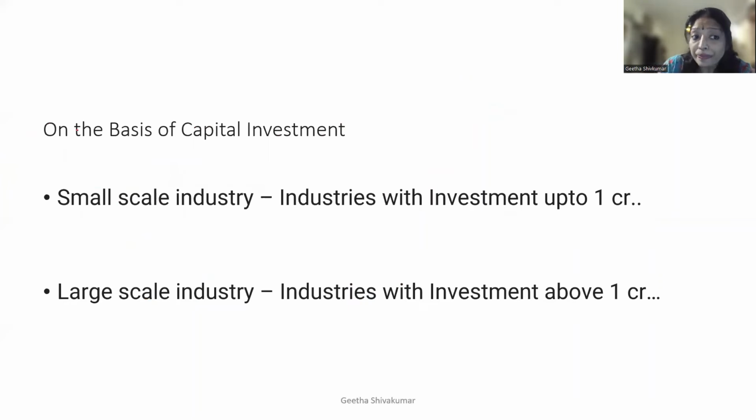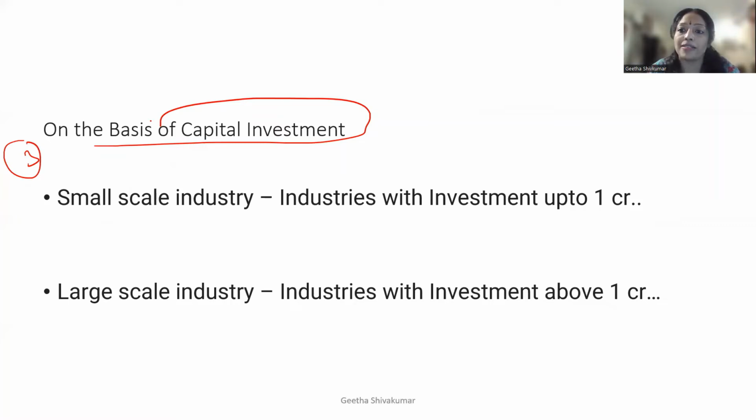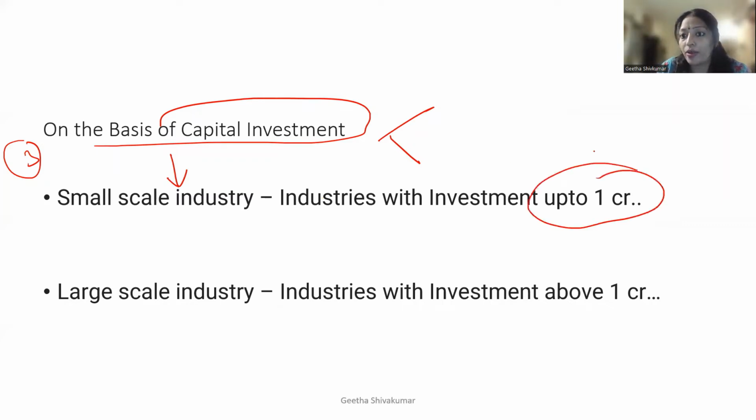Let's move further. Third, on the basis of capital investment, how much money I have spent, how much I have invested in my industry. So it is divided into small scale and large scale. The first one is small scale industries: the industries with investment up to 1 crore. Up to 1 crore, meaning less than 1 CR, is known as small scale industry. Above 1 CR of investment is known as large scale industry.